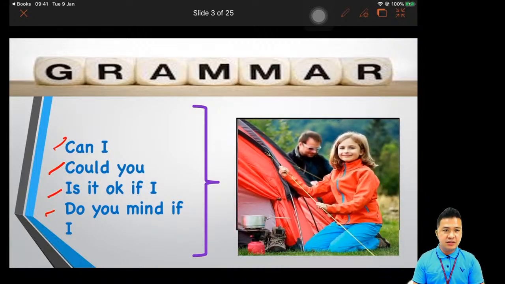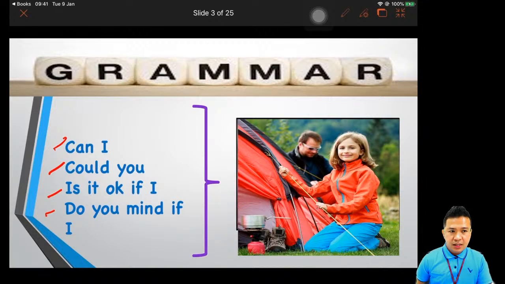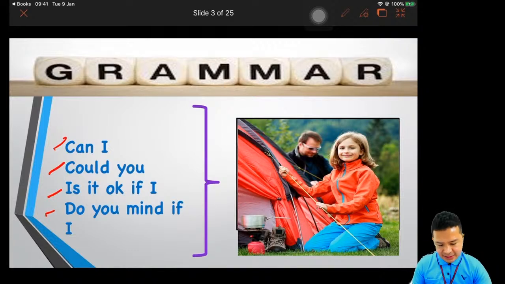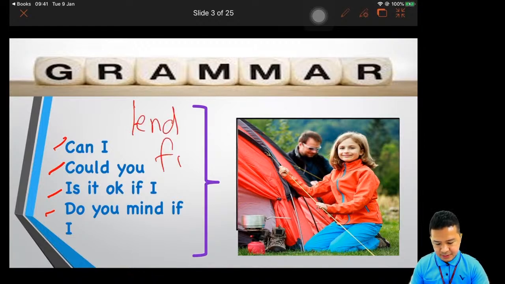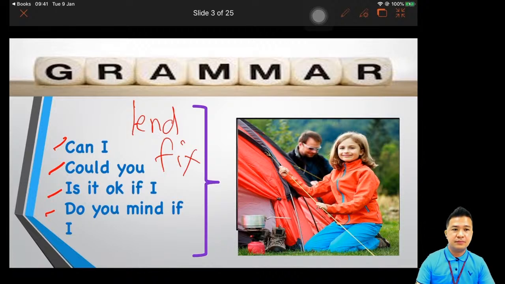Okay, moving on to the last picture. You have a young girl or a girl and the father at the back, and they are, of course, fixing the tent. Please give me a sentence structure for this. You can use the word lend or fix. Go.